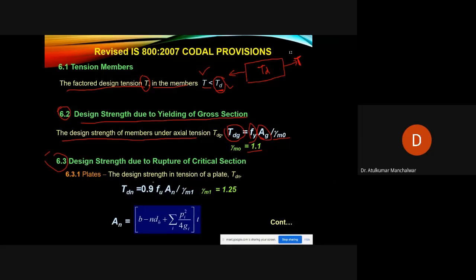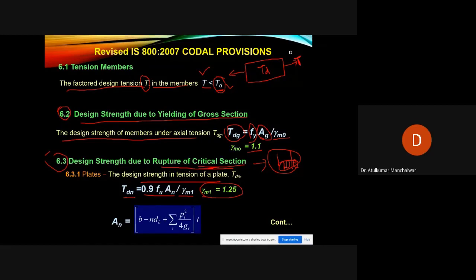So design strength in tension of the plate due to rupture of critical section means, I told you critical section means where the holes for bolting. So due to this, the critical section will create, and there is one formula, TDN = 0.9 Fu An divided by gamma M1. It is the factor of safety in this case, which is 1.25.